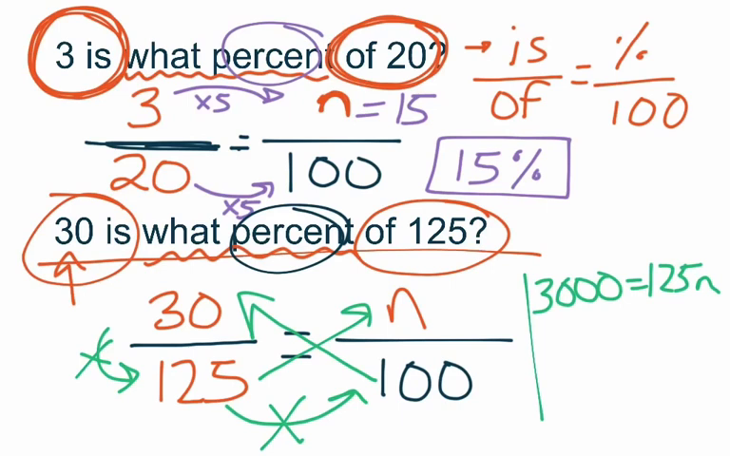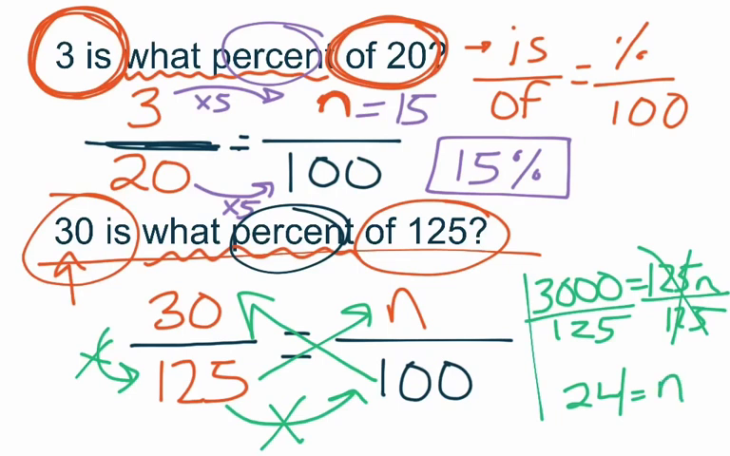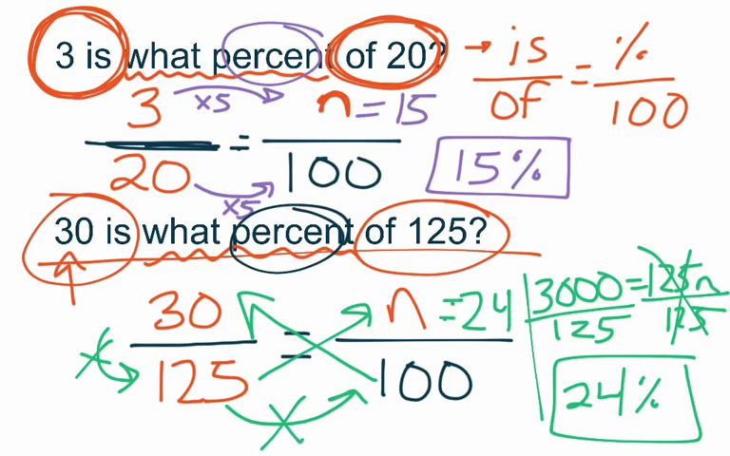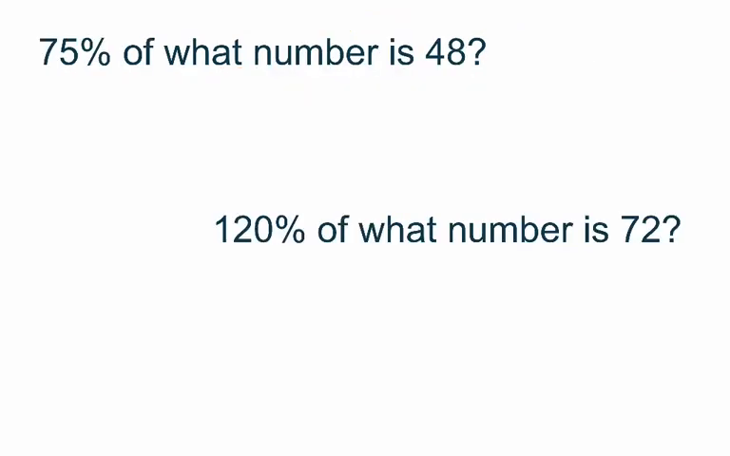Then we're immediately going to try to figure out, okay, 125 times what equals 3,000. The best way to rework that problem is to divide 3,000 by 125, because again, we're trying to get rid of that from this side, work it on this side. I would type it into my calculator, and we would find that 3,000 divided by 125 is 24. And since the question is asking us 30 is what percent of 125, we would say that 30 is 24% of 125.